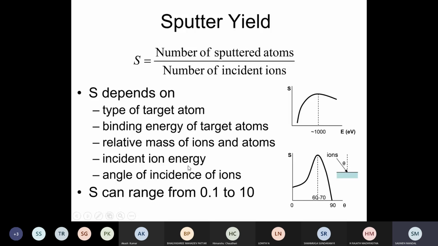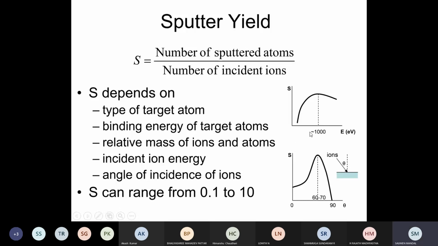Incident ion energy, as I told, is very important, because it decides in which case sputtering will happen and in which case ion implantation will happen. So that is also decided by the incident ion energy, and the angle of incidence of this ion. This is also important. And S can range from 0.1 to 10.